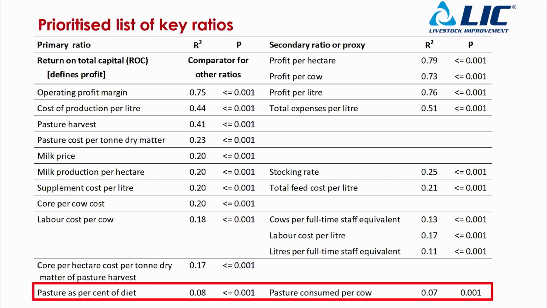Pasture as a percent of the cow's diet is the ratio that describes the farm production system being implemented. The relevance of this ratio will be described in depth later in this presentation. Pasture consumed per cow is a similar ratio in most regards, though would be a secondary ratio. You may have noticed that milk production per cow is neither a primary nor a secondary or proxy ratio. The reason for this will become clear shortly.